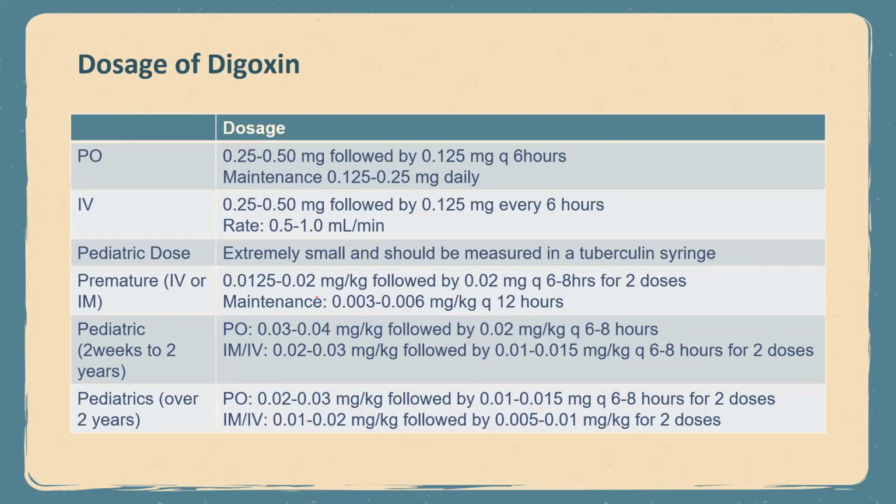Okay, so these are the dosage of digoxin. PO means per orem or per oral. IV is intravenous. For PO, we have 0.25 to 0.5 mg followed by 1.25 milligrams Q 6 hours. What does Q 6 hours mean? Every 6 hours. Just for you to read.